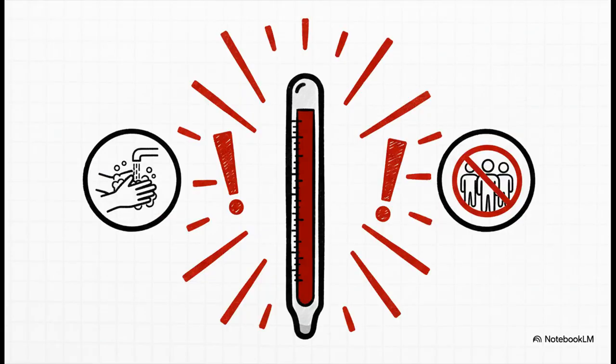Now, of these three problems, infection is the most immediate, life-threatening risk. A fever in a neutropenic child is not something you wait on. It is a medical emergency. You're going to be monitoring their temperature like a hawk, practicing meticulous hand hygiene, and teaching the family why they have to avoid crowds and anyone who's sick.